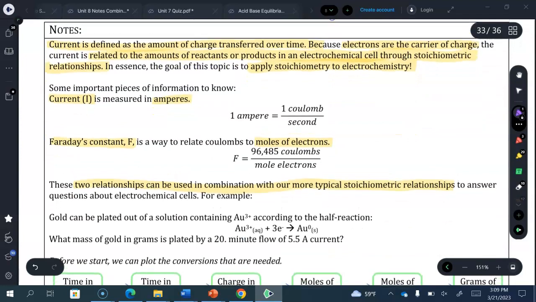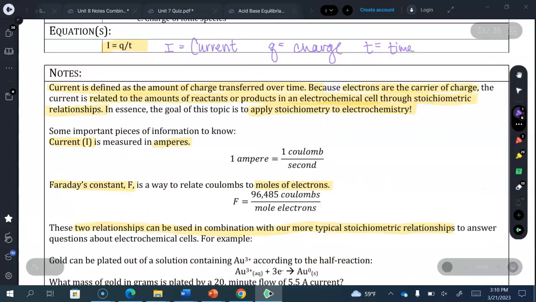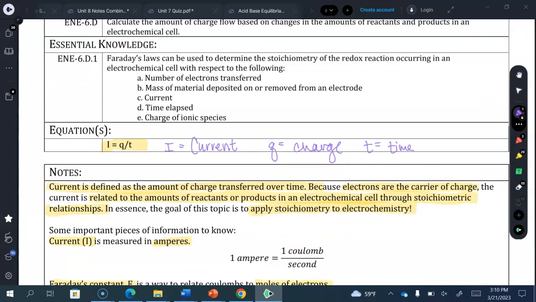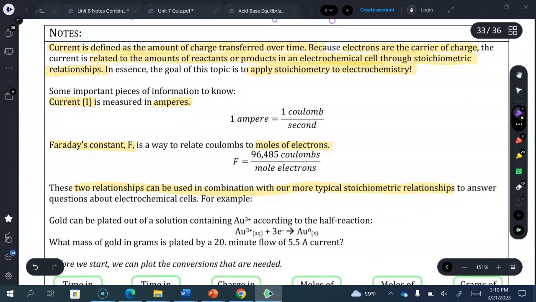Okay, so current is defined as the amount of charge transferred over time, right? Charge divided by time. Because electrons are the carriers of charge, the current is therefore related to the amounts of reactants or products in an electrochemical cell through stoichiometric relationships. In essence, the goal of this topic is to apply stoichiometry to electrochemistry.